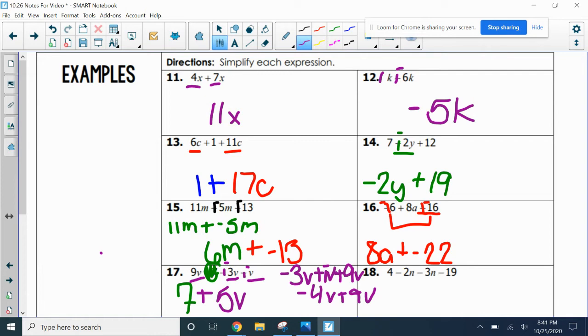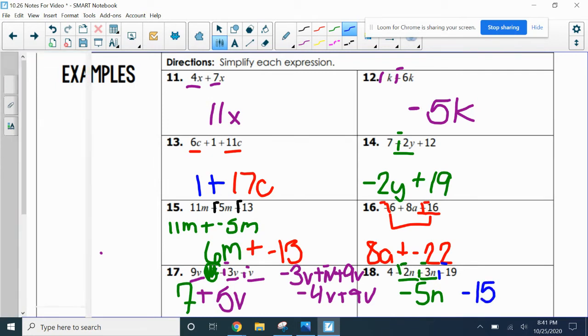All right, so now let's look again. I have a negative 2n and a negative 3n. So negative 2 and negative 3 are going to give me negative 5n, plus a negative. 2 negatives make a bigger negative. And then I have negative 19 because plus a negative. So negative 19 and positive 4 is going to give me negative 15.